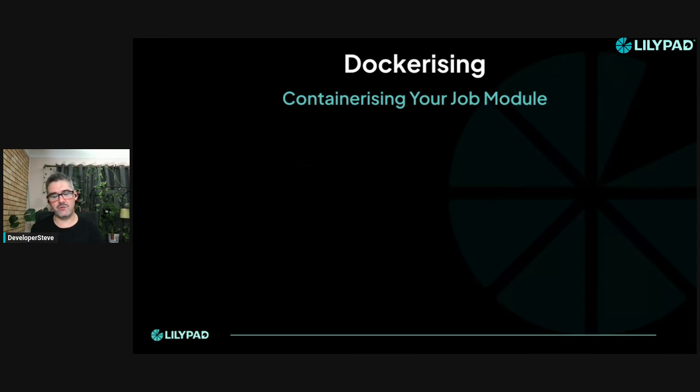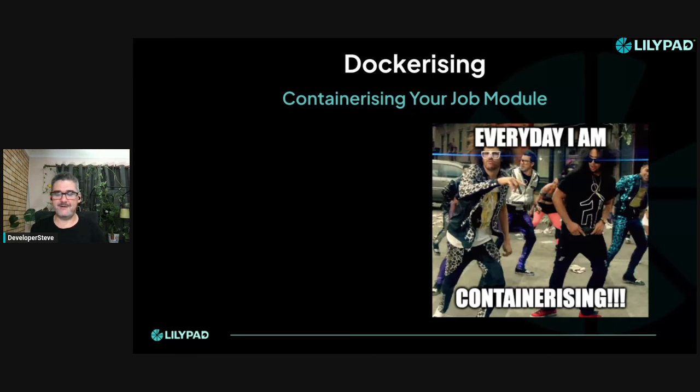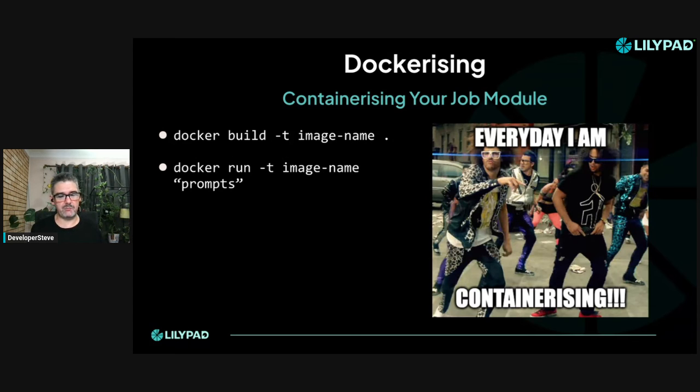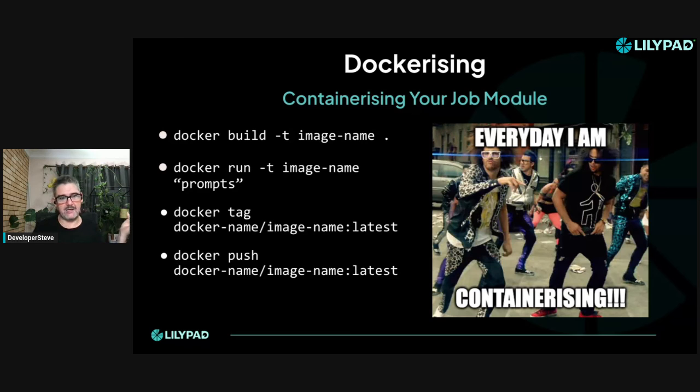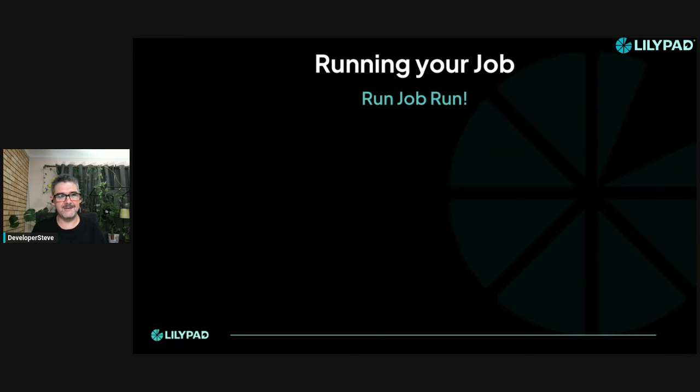On the containerizing, Dockerizing side of things, every day I'm containerizing lately. Yeah, that's totally me. Pretty easy: you build using a normal Docker engine. In your development environment, you likely already have Docker, or you can install it. Essentially you build your container there first, and then use it in your Dockerized environment using some prompts. From there, it's just a matter of tagging and then pushing to your Docker Hub so that you can reference it inside your job run, which brings us to your job run.